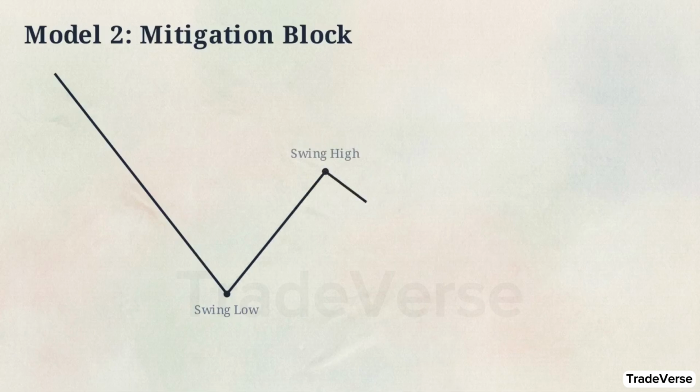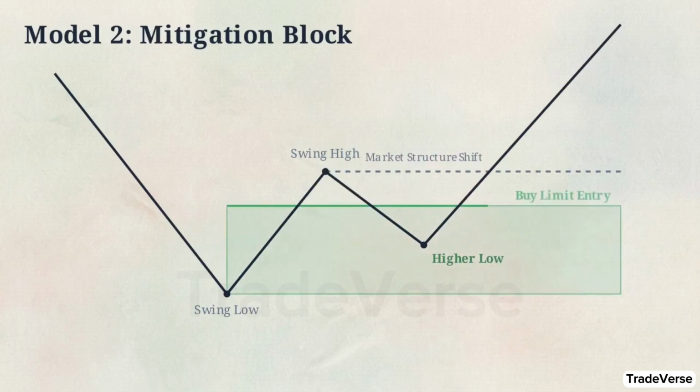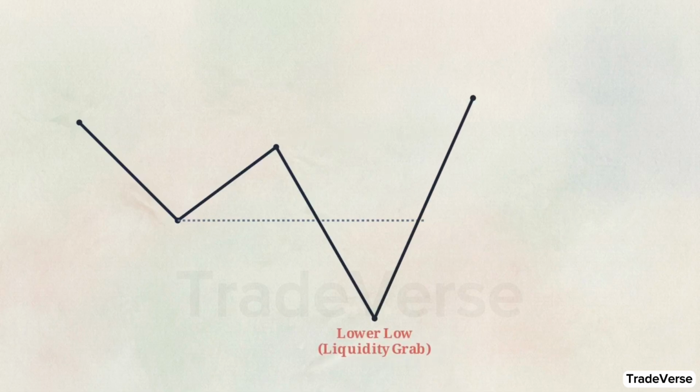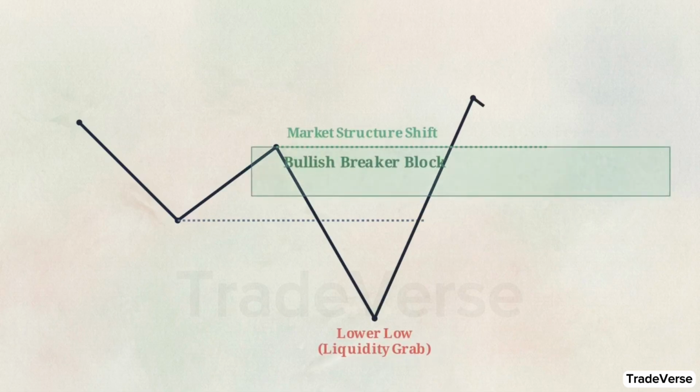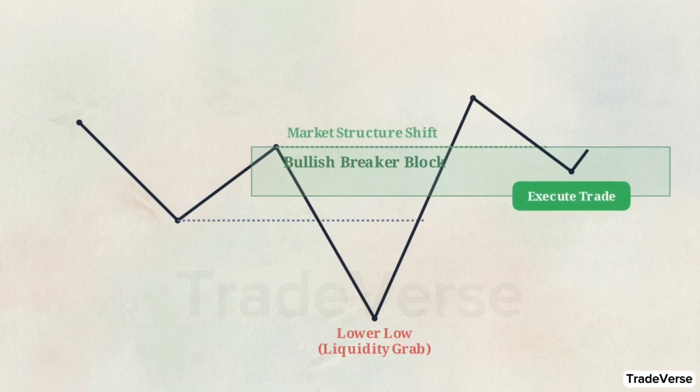Here, price forms a swing low, a swing high, and then a higher low. You enter your trade at the base of the candles formed between those initial swings. Model 3 is the breaker block. In this variation, price makes a lower low to grab liquidity before shooting up. When price retraces back into the down-close block, you execute the trade.